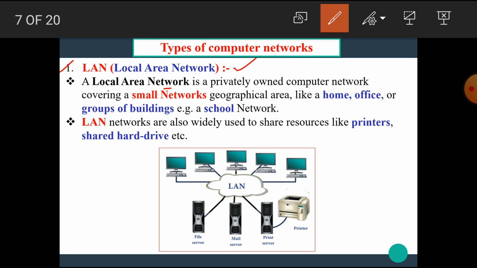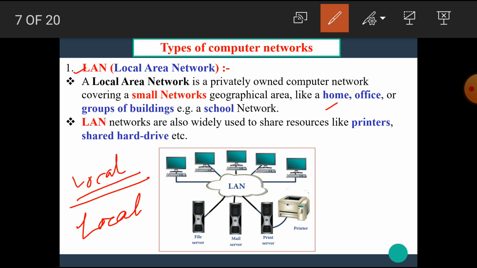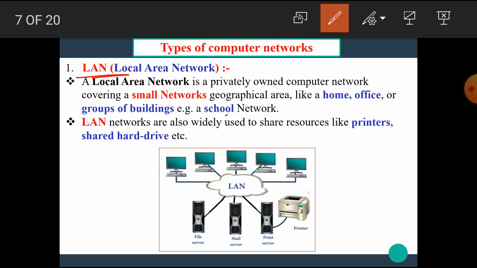A local area network is a privately owned computer network covering a small network's geographical area like a home, office, or group of buildings. Example, a school network. That means LAN stands for local area network, and it is used in a local area like our house, our office, or our school. This type of network used in a short area is known as the LAN.